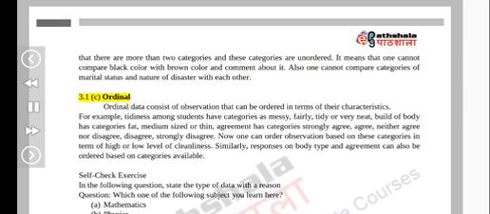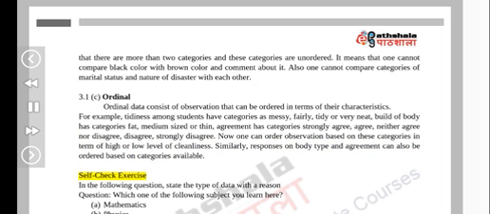3.1c Ordinal. Ordinal data consist of observation that can be ordered in terms of their characteristics. For example, tidiness among students have categories as messy, fairly tidy or very neat. Build of body has categories fat, medium size or thin. Agreement has categories strongly agree, agree, neither agree nor disagree, disagree, strongly disagree. Now one can order observation based on these categories in terms of high or low level of cleanliness. Similarly, responses on body type and agreement can also be ordered based on categories available.